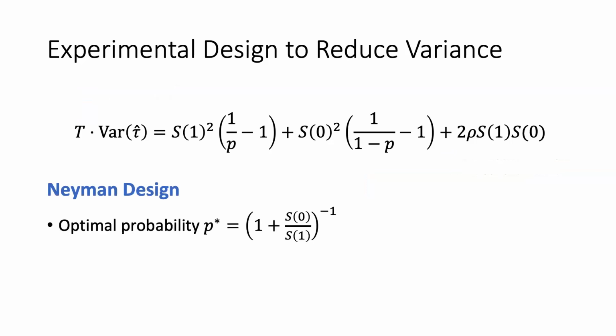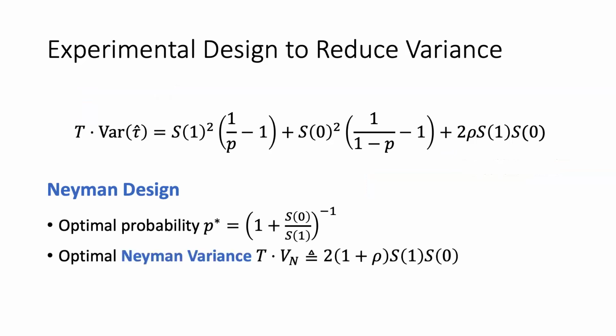So the Neyman design is simply to use the optimal probability, which if you work the calculus out, it's just the inverse of 1 plus the ratio of the second moments here. Okay, and then the variance you would get out is the Neyman variance, which takes the following form. It's just 2 plus 2 times 1 plus the correlation times the product of the second moments. So what I've done, really, the efficiency gain is going from the sum of the squares of these second moments down to their product. So it's kind of like an arithmetic to a geometric thing. That's what we're gaining if we were to use the optimal Neyman design.